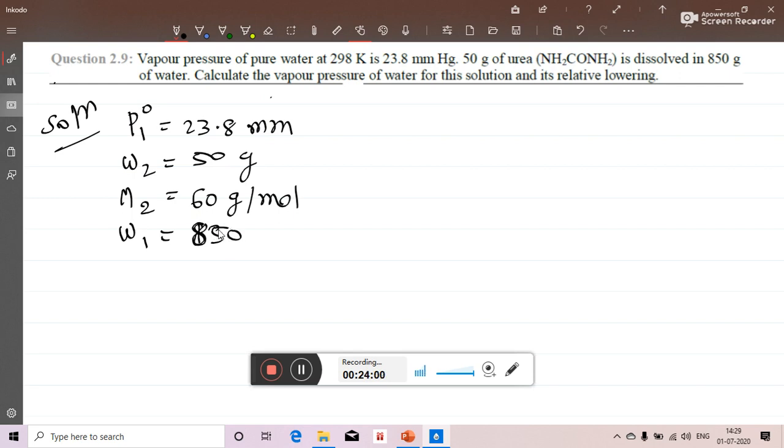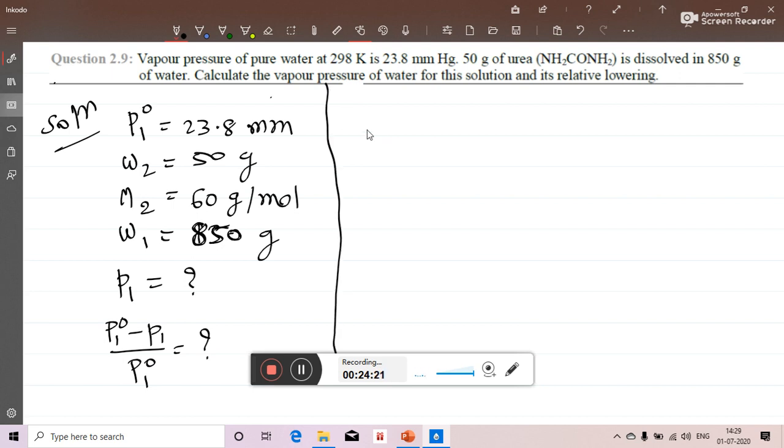850 gram. Calculate the vapor pressure of water for the solution. That means we have to find out P1 and its relative lowering. Now relative lowering means the ratio of P1 naught minus P1 upon P1 naught. That is called relative lowering. So first of all we have to find out P1 and then we have to find out the ratio. So what is the equation of Raoult's law?